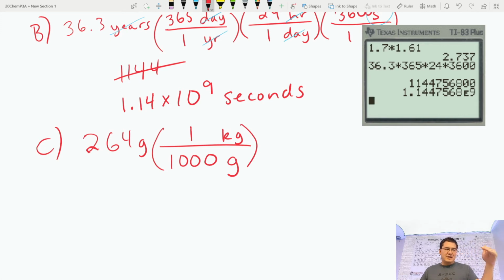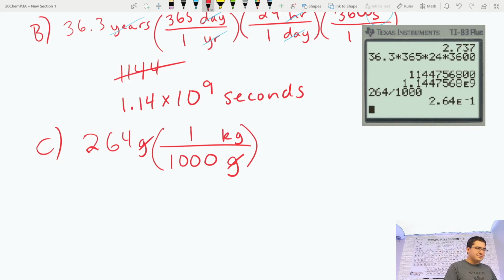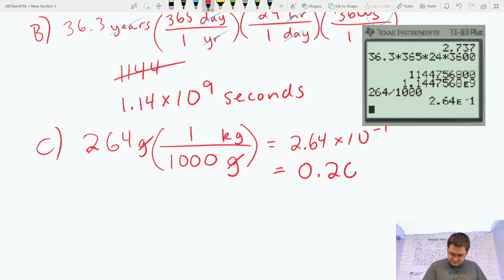This time, the 1,000 shows up in the denominator. So when I type this into my calculator, the grams still cancel, but that 1,000 is on the bottom. So I'm going to type it in as 264 divided by 1,000. Anything that shows up in the denominator, you need to divide by. In scientific notation that's 2.64 times 10 to the negative 1. Or if you're just a normal person and you're not in scientific notation, it's just 0.264. And you always include a unit. If you forgot what unit you're at, you just look at what unit doesn't cancel. The only thing that's left is kilograms. So I know I'm in kilograms.